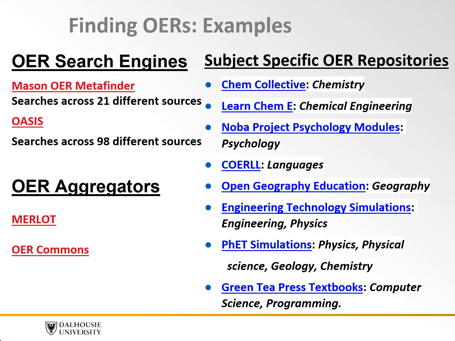After gathering all that precursory information, I would begin my search. If you're beginning with a general search to gain a sense of what is out there, start with OER search engines like Mason OER Metafinder or Oasis that search across repositories. Merlot and OER Commons are OER aggregators. Besides, there are hundreds of subject-specific or discipline-specific OER repositories to search and retrieve from.